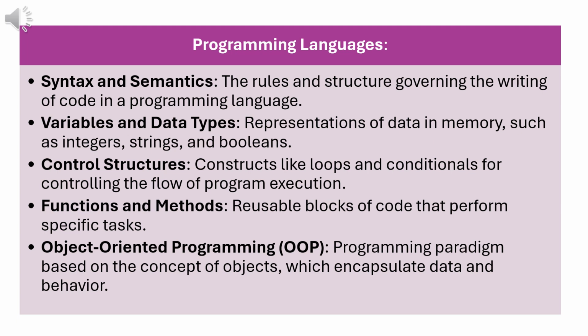in a programming language. And it has variables and data types, which are the representation of data in memory, such as integers, strings, and booleans. Like in maths, we have integers, floating point numbers, which are decimal values, and we have strings, which are just characters. So the same maths things are transformed in computer science. We call them variables and data types.